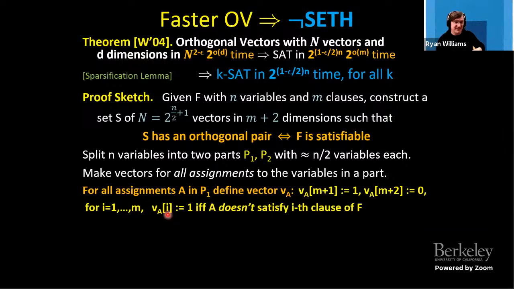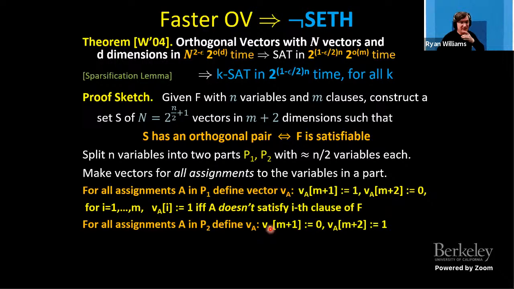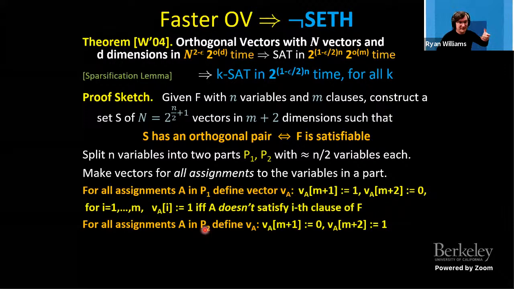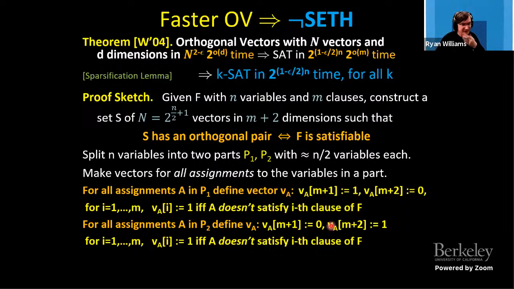So we put a 1 if you're not satisfying, and a 0 if you do satisfy, okay? And we do a similar thing for p2, except we flip the bits here for m1 and m2, to force us to, when we pick an orthogonal pair, pick something from P1 and something from P2. If we pick two vectors of the same form, they won't be orthogonal. So it's just enforcing orthogonality here. And then we have the same definitions as before.